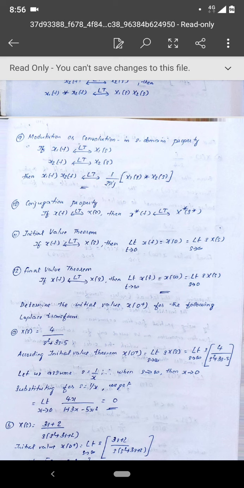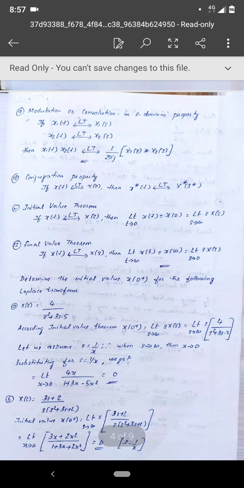And the final value: if x of t has Laplace transform X of s, then the limit as t tends to infinity of x of t is nothing but x of infinity. x of infinity is the value of the signal at t equal to infinity. That final value of the signal we can find by finding the limit as s tends to 0 of s into X of s. Okay, so we'll see some applications of those two theorems.